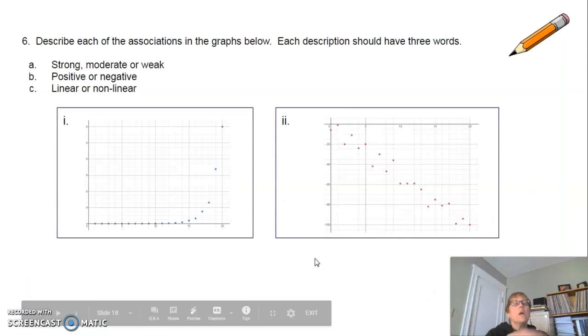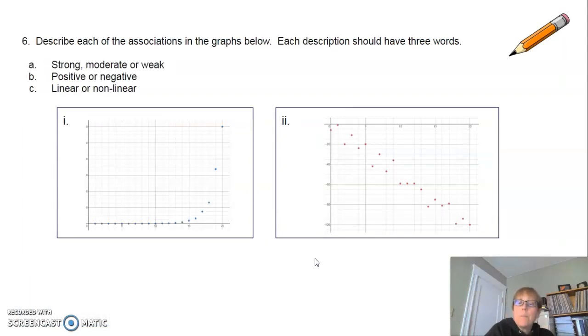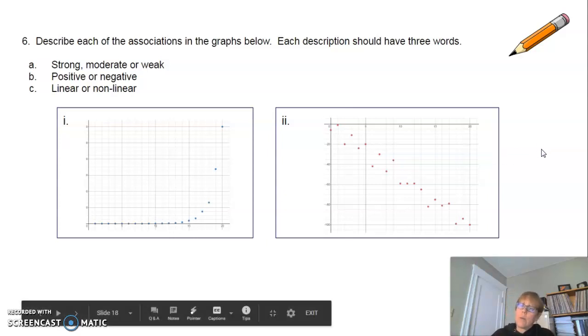As you can see, I have just 2 graphs here. I want you to describe each of these associations, and you should have 3 words with each association. So pause the video, do that. When you're ready, come back.